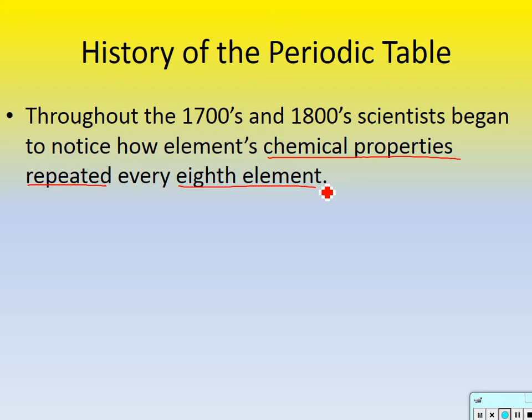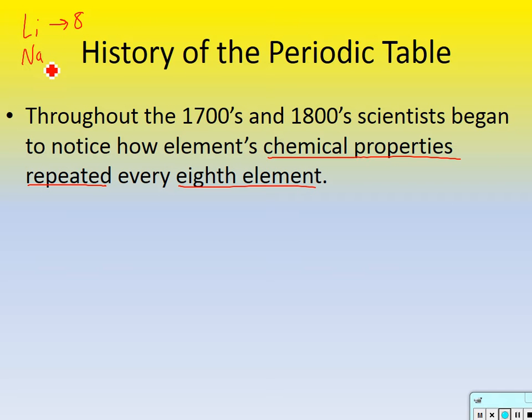So let's talk about that for a second. What they would notice, for example, if they had lithium, if you see lithium on your periodic table, let's count 8 elements over and see which element we get to. So 1, 2, 3, 4, 5, 6, 7, and 8. What element is that? So yeah, if we start with lithium, count over 8, we come back to sodium.